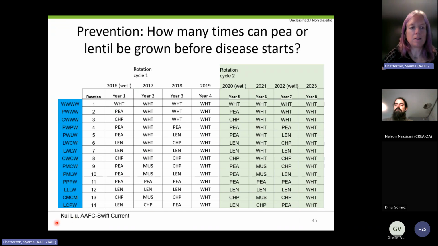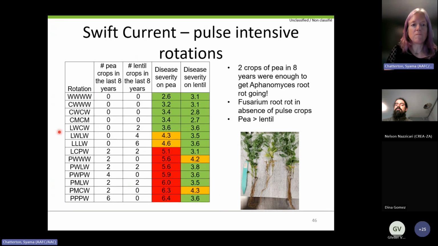And basically, this is just a series of rotations with a whole bunch of different intervals of pea and lentils. And I don't want to get into the specifics, just show you what I'm talking about on this slide with our results. So we collected soil from his rotations and then did a bioassay with pea, and we did a bioassay with lentil to see how much root rot was there. We can see these top 3 rotations that had no peas or lentils in them at all were actually starting to show a little bit of moderate root rot, and this was all due to Fusarium.